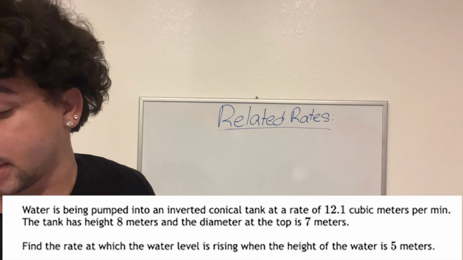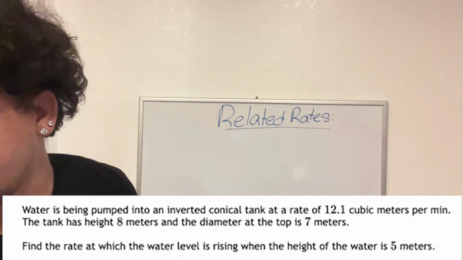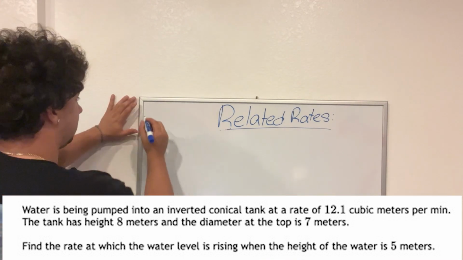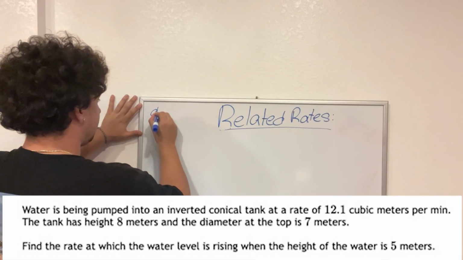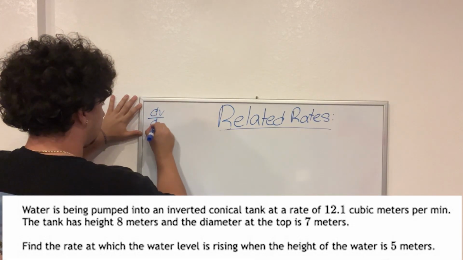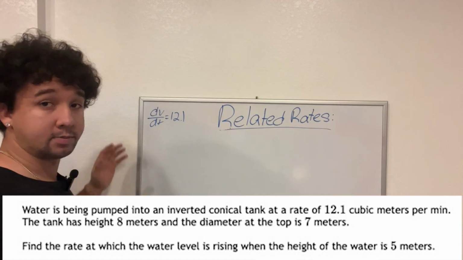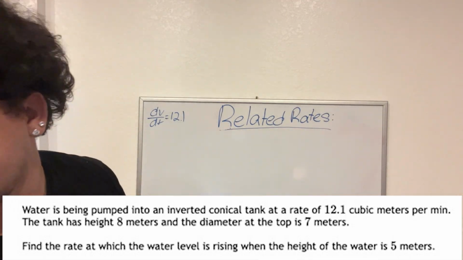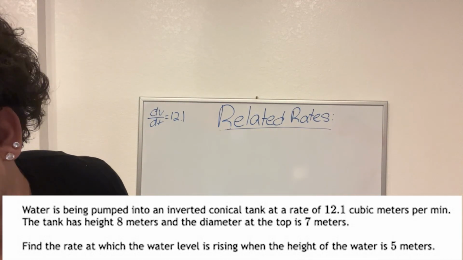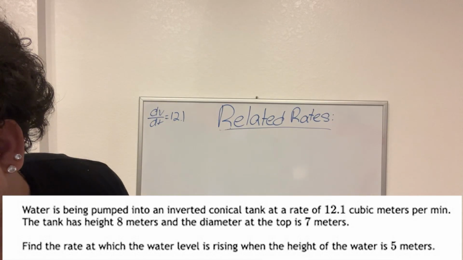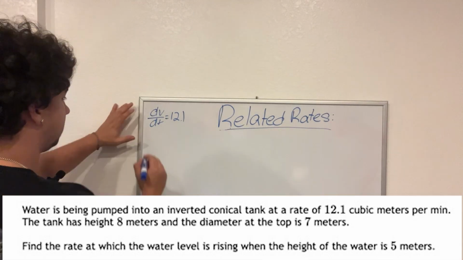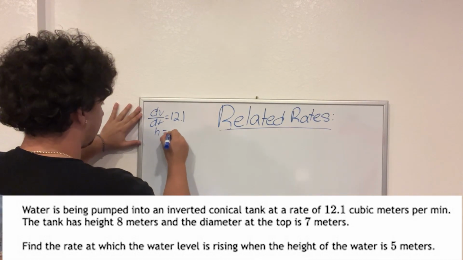Again, I'm reading and I'm seeing cubic. That means volume. So in other words, dV/dt is equal to 12.1, and it's positive because it's being pumped into this conical shaped tank. The tank has a height of 8 meters. So height equals 8.